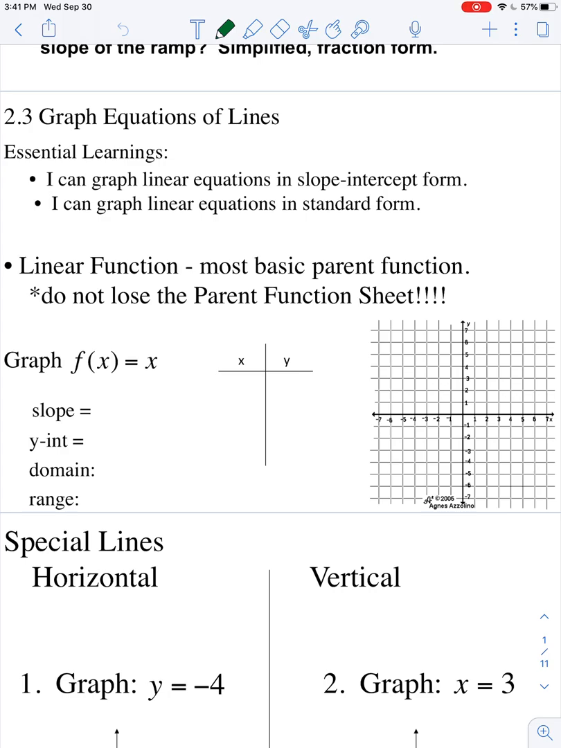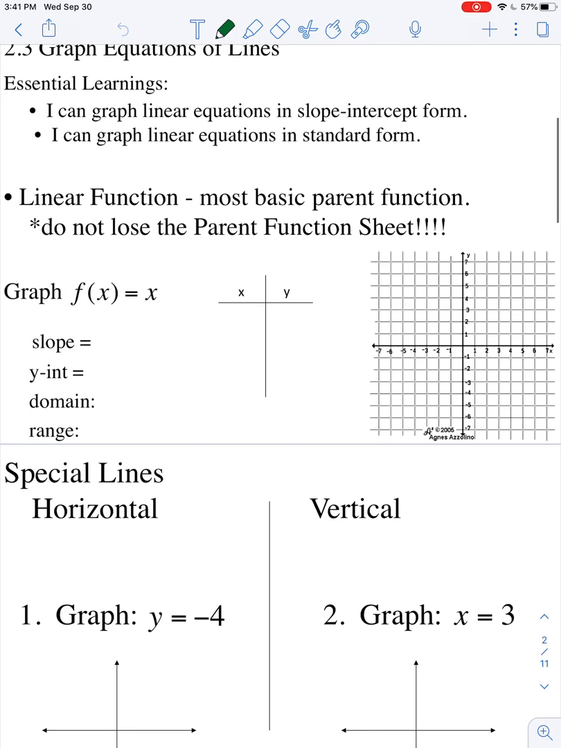Hello, let's go ahead and learn us some 2-3. We're going to learn how to graph equations of lines, which sounds pretty exciting. At the end, you'll be able to say, I can graph linear equations in slope-intercept form. If you're trying to remember what that is, it looks like this.